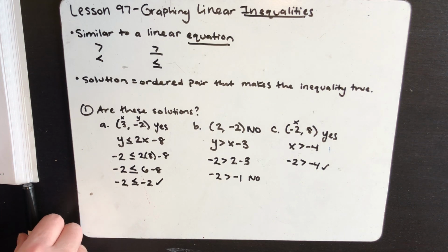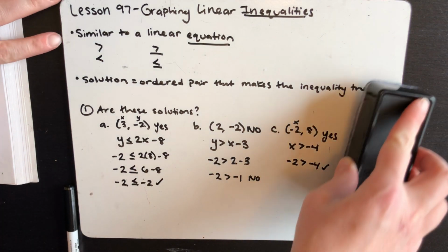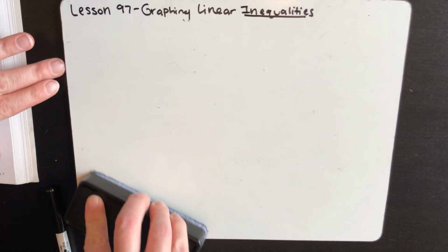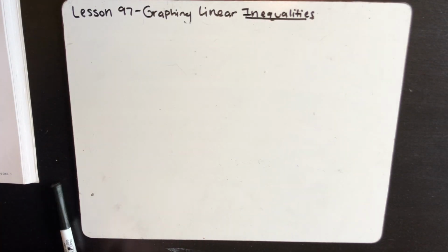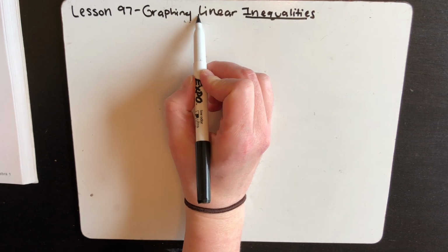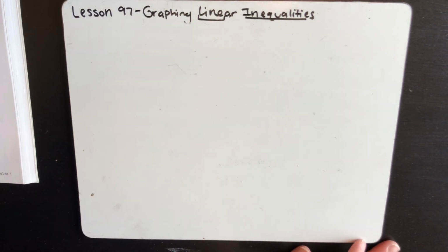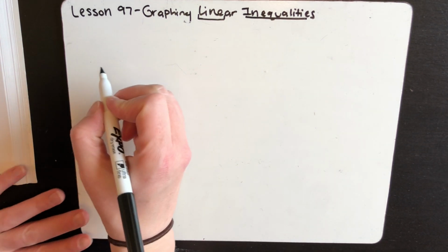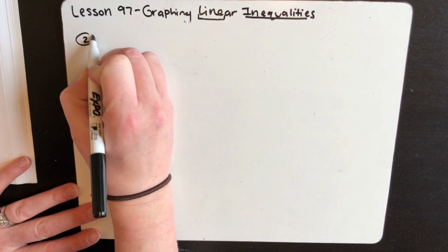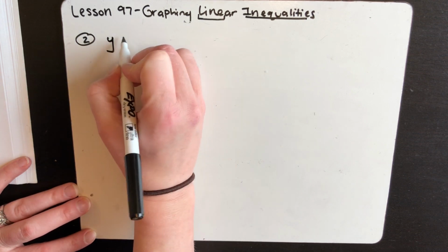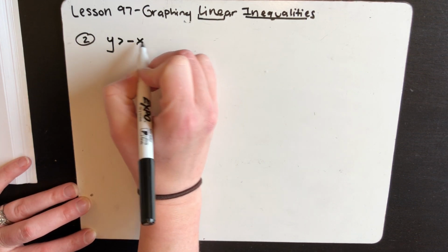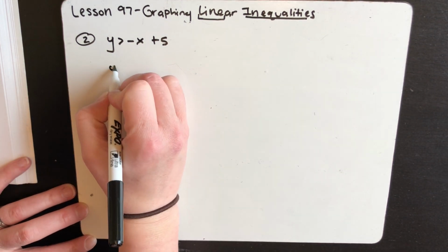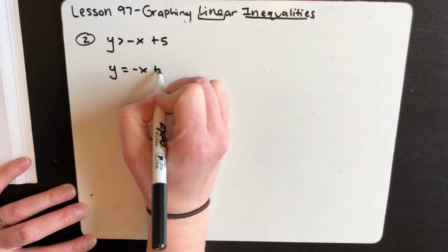All right, what we've been doing before is graphing inequalities on number lines, but these are linear inequalities. If you think of linear as meaning a line, we are going to be graphing these on coordinate planes. All right, so let's look at this linear inequality: y is greater than -x plus 5. Would you know how to graph it if it said y equals -x plus 5?